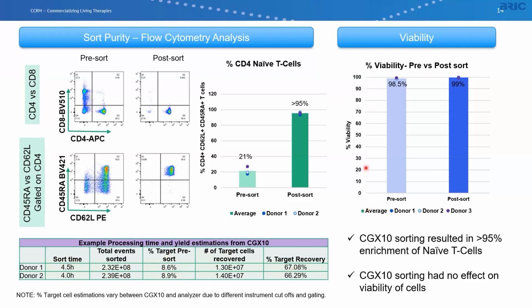The recovered cells' viability was also very high, around 99%, showing that CGX10 sorting has no effect on the viability of cells.